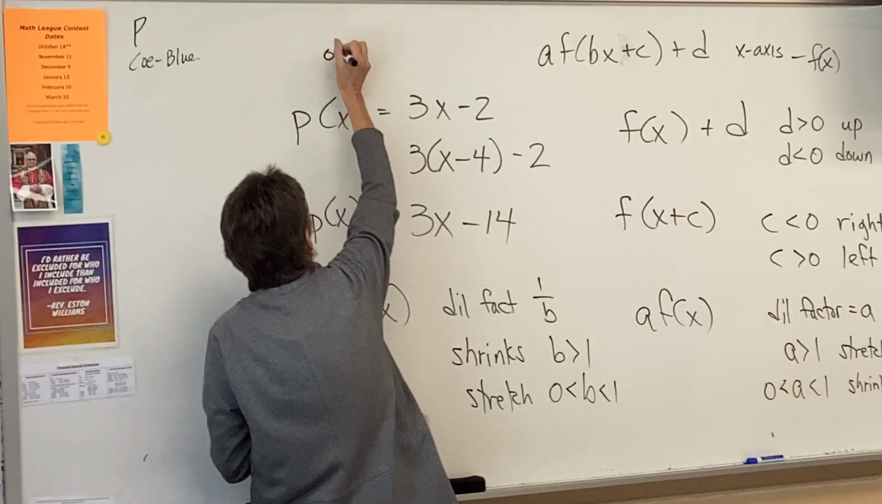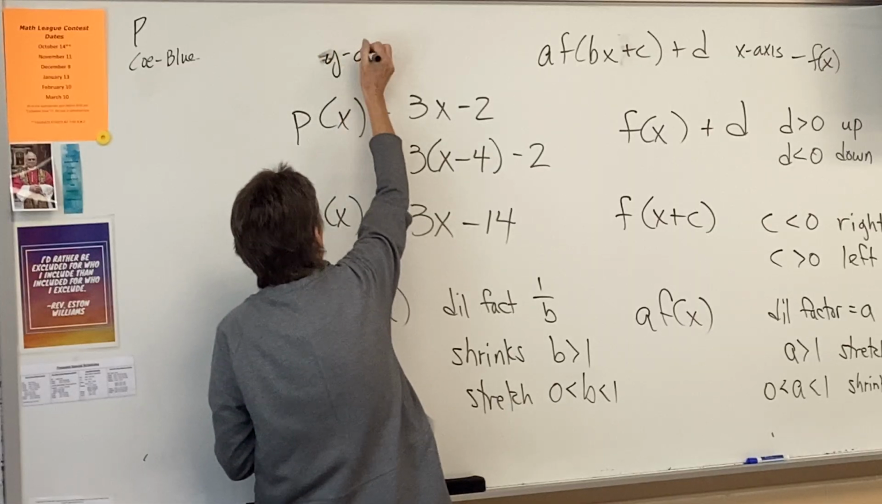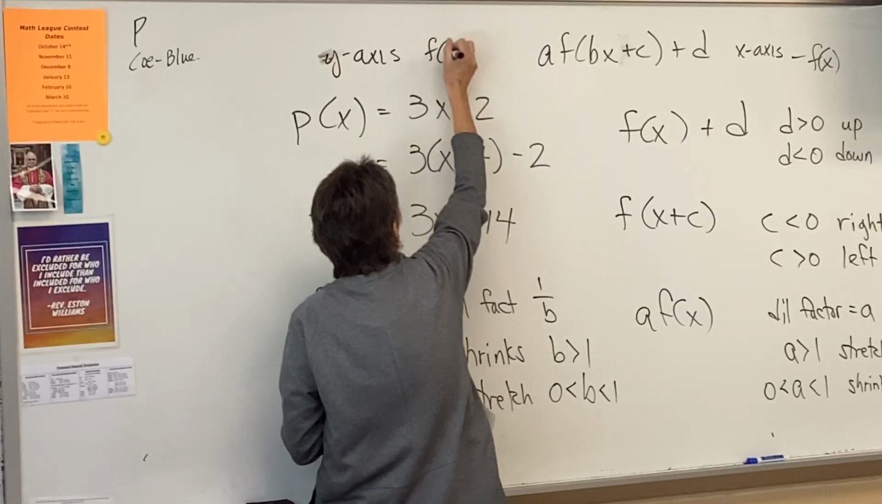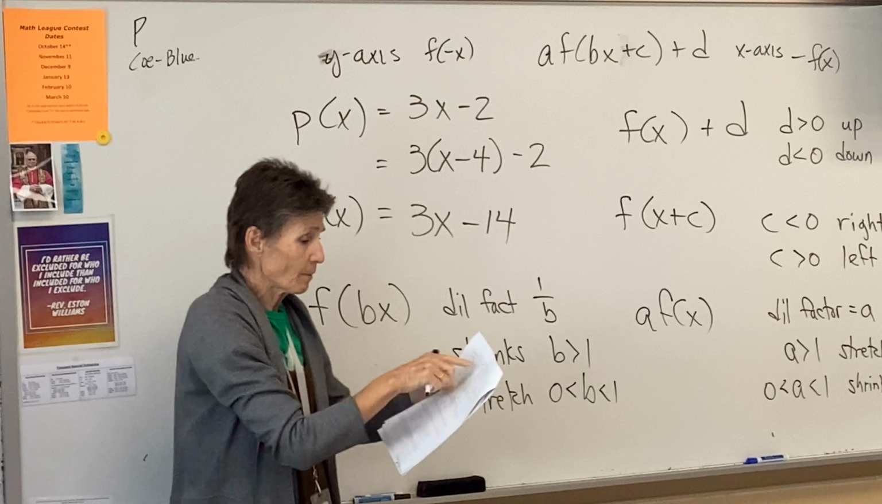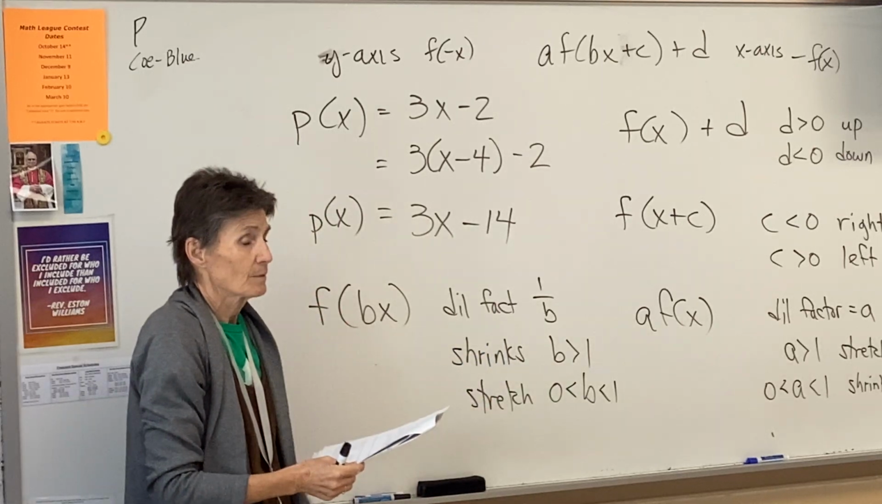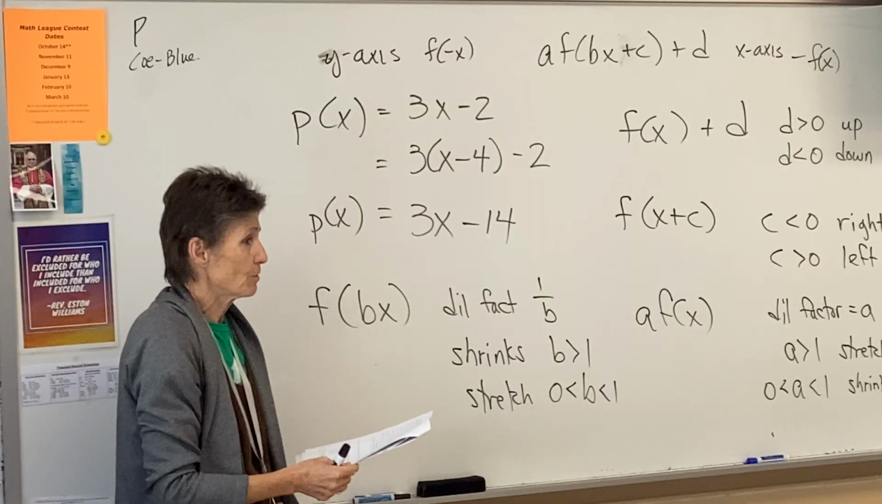And then over the y-axis would be f of negative x. So that chart right there just kind of summarizes everything that you can do to your functions.